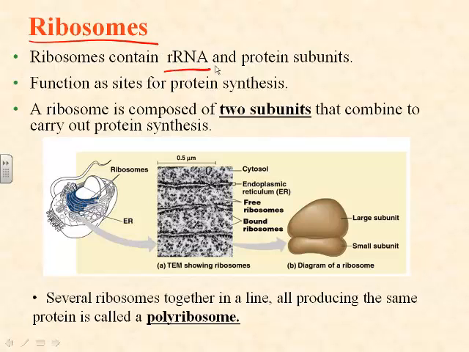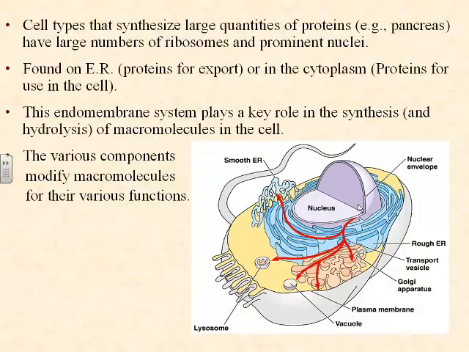Ribosomes contain rRNA. It's actually a double unit. There's a large subunit and then a small subunit. And it is the site of protein synthesis, and it is very important for those cells. Now, there are some sites that have quite a lot of proteins to make, such as the pancreas, and those have lots of ribosomes just littered all over both the ER and the cytoplasm.